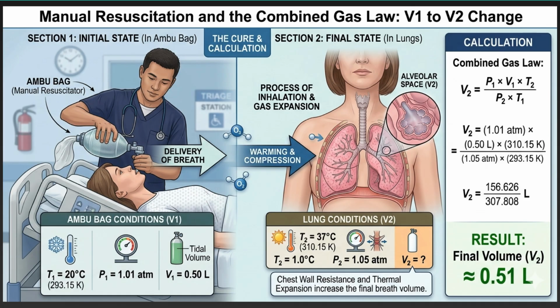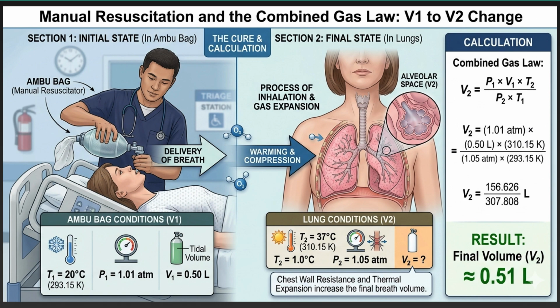Let's take a look at this scenario. The initial state of the gas is shown on the left-hand side of this diagram. We've got an Ambu bag, and it has a temperature of 20 degrees Celsius. That's usually the chilly temperature of an ER room. And the pressure in the room is 1.01 atmospheres, and the volume is 0.50 liters.